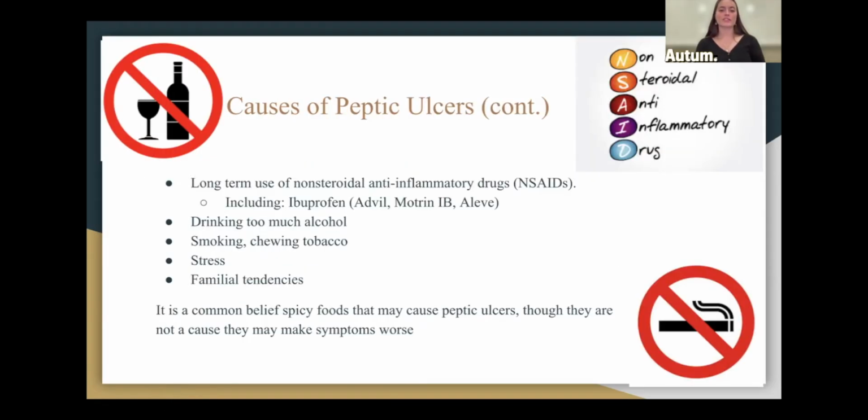Some more causes of peptic ulcers include long-term use of non-steroidal anti-inflammatory drugs, including ibuprofen, Advil, Motrin IB, and Aleve. Drinking too much alcohol, smoking or chewing tobacco, stress, and familial tendencies. It is a common belief that spicy foods cause peptic ulcers. However, they do not cause ulcers, they can exacerbate the symptoms.